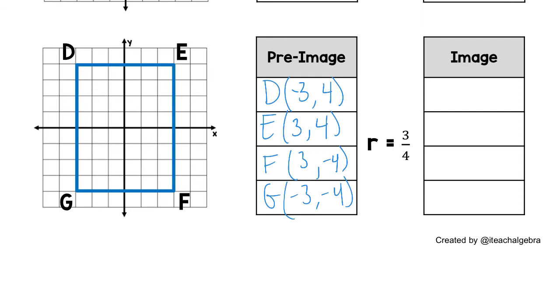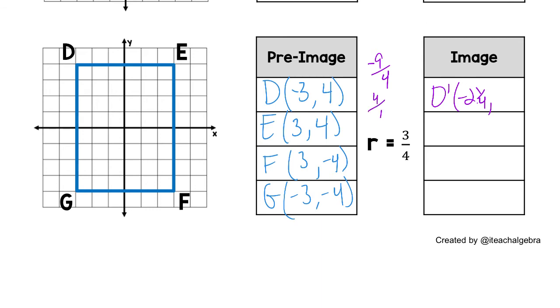So for D prime, we've got -3 times 3 over 4. That's -9 over 4, and that is -2 1/4. Let's write it that way. You know how I hate mixed numbers, but this time they're okay.